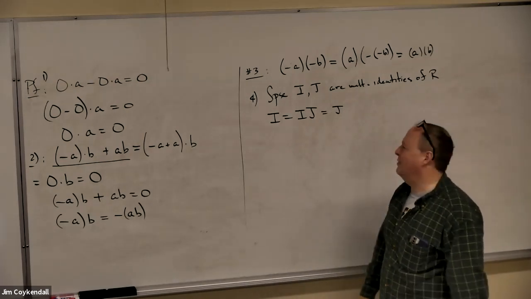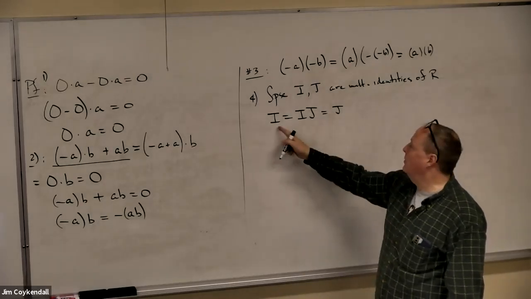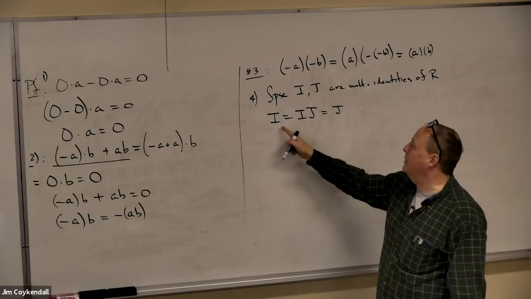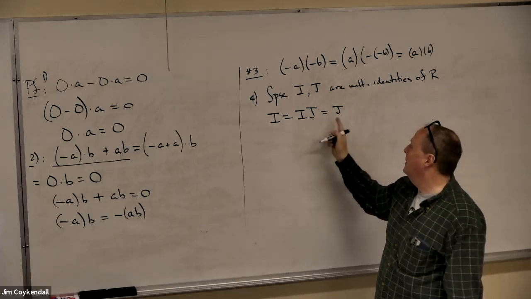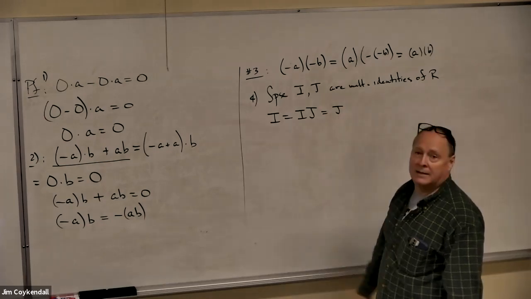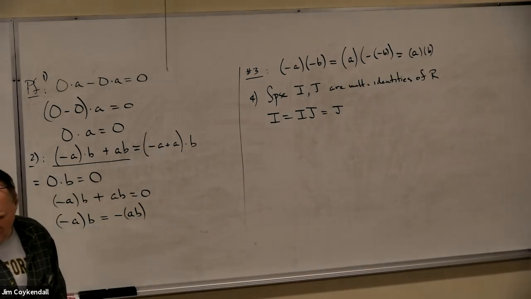I feel a little dirty after doing that. That's kind of icky. Notice it's actually important here because to make the step, I use the fact that J is a right identity and that I is a left identity. That comes up actually in your homework, I believe.